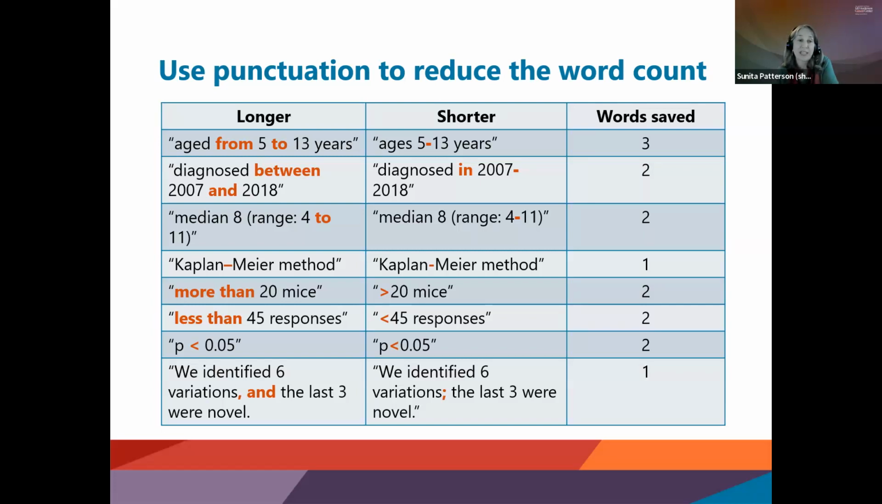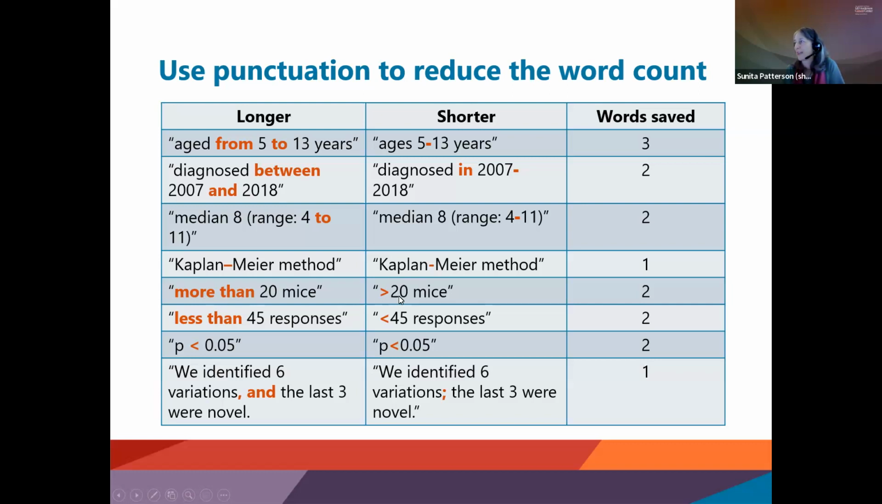Again, between and can be replaced with a hyphen. And now 2007 hyphen 2018 counts as 2 words. Range, change the word to a hyphen. Now, sometimes people will use an en dash, which is a great piece of punctuation. But if you replace that dash with a hyphen, you can save a word, because Kaplan-Meier with a dash counts as 2 words. With a hyphen, it counts as 1 word.